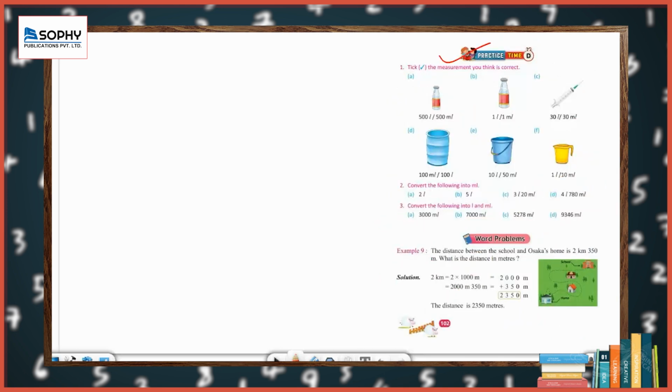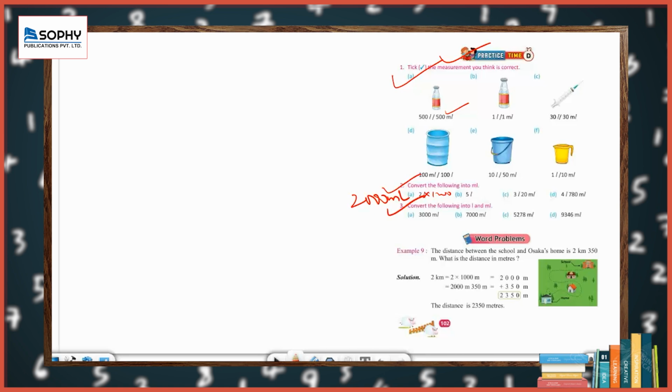Now let's look at the practice time. Students, in the first one, we have to take the measurement you think is correct. So in the first part, which one, students? Very good. This is 500 milliliter. Now in the second one, we have to convert the following into milliliter. So we will multiply it by 1000. That means it is 2000 milliliter.